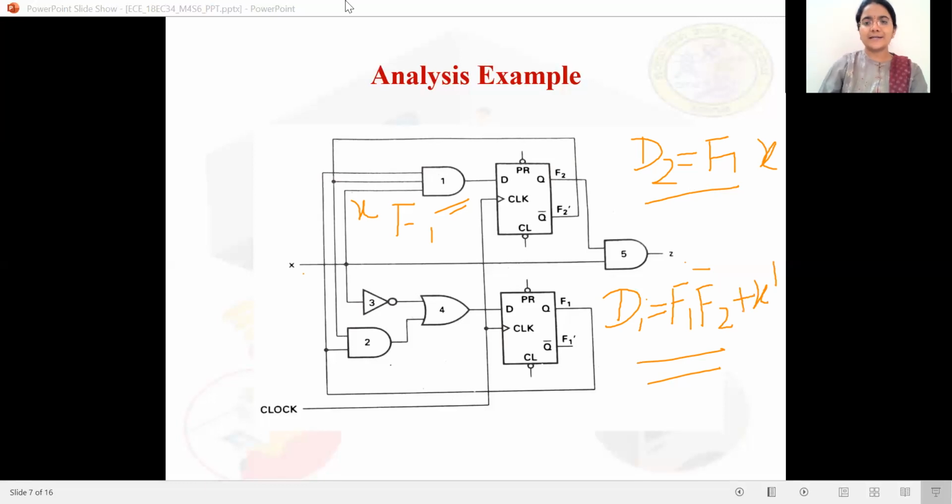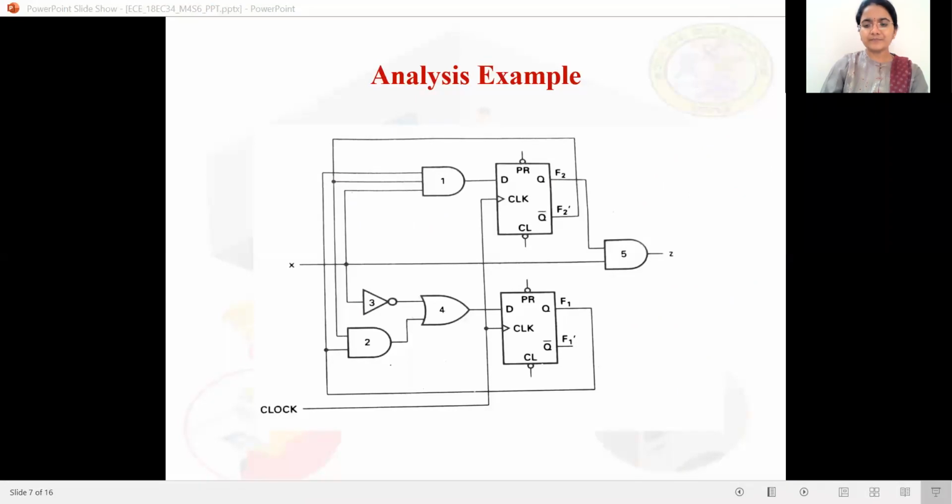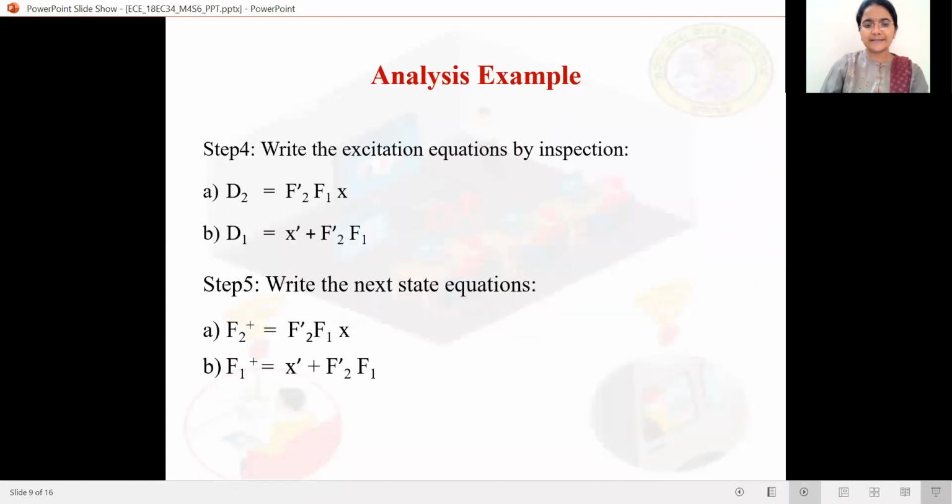Now we will try to understand the next step. What is the next step here? It is to write the next state equations. Writing the next state equations is very important, and for that we have to know the procedure. For the D flip-flop it is very easy, because whatever input or excitation equation we provide will be our next state. So F2 plus is equal to F2 bar F1 X.